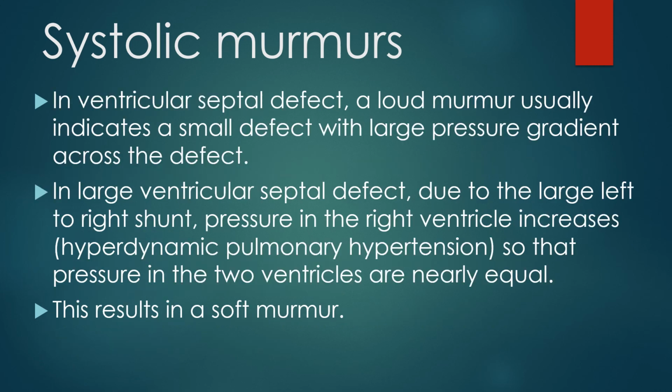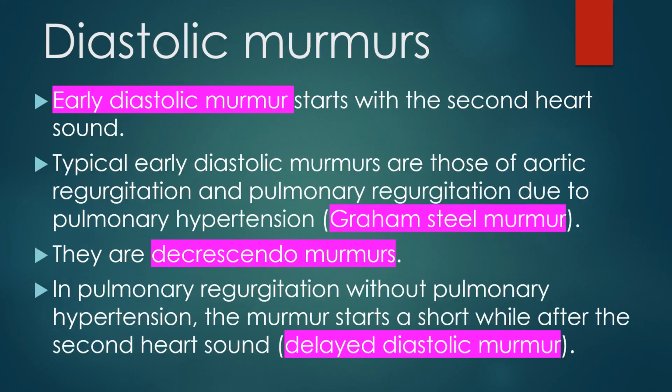In ventricular septal defect, a loud murmur usually indicates a small defect with large pressure gradient across the defect. In a large ventricular septal defect, due to the large left-right shunt, pressure in the right ventricle increases. That is hyperdynamic pulmonary hypertension, so that pressures in the two ventricles are nearly equal. This results in a soft murmur.